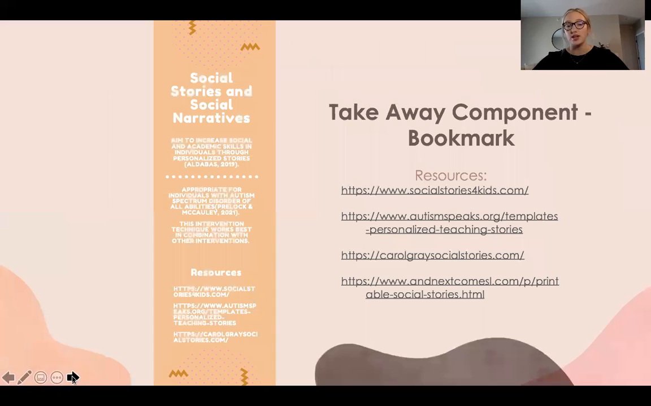And my takeaway component is a bookmark. It defines social narratives, as well as I included 4 different links. Social Story for Kids had many free social stories. Autism Speaks has templates for social stories. I included the link for Carol Gray's social stories so you can learn how to write using her method. And then finally, the last website is And Next Comes L, which had many printable social stories.